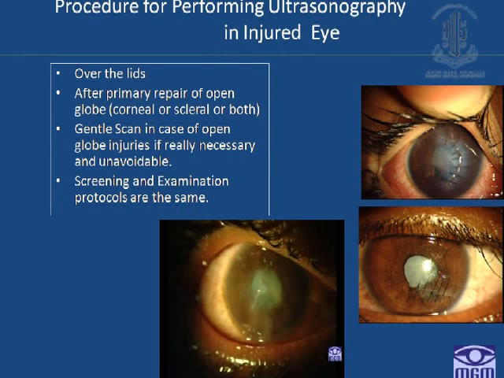In open globe injury, you never do an ultrasonography at the time of the injury. So it is definitely done after primary open globe injury repair, whether it is a corneal repair or a scleral repair. And if it is very urgent, or if the patient is harboring an intraocular foreign body and you think that you ought to subject the patient to a more vigorous procedure, then you can do a very gentle ultrasonography if it is very essential and unavoidable. Now, screening and the examination protocols are the same as my earlier speakers have told.